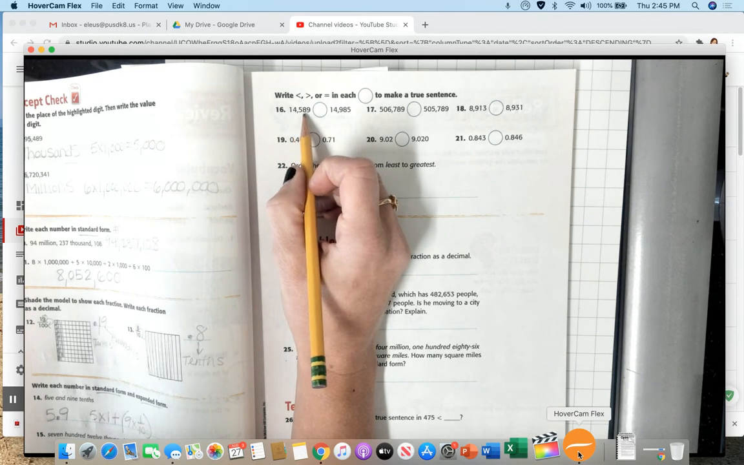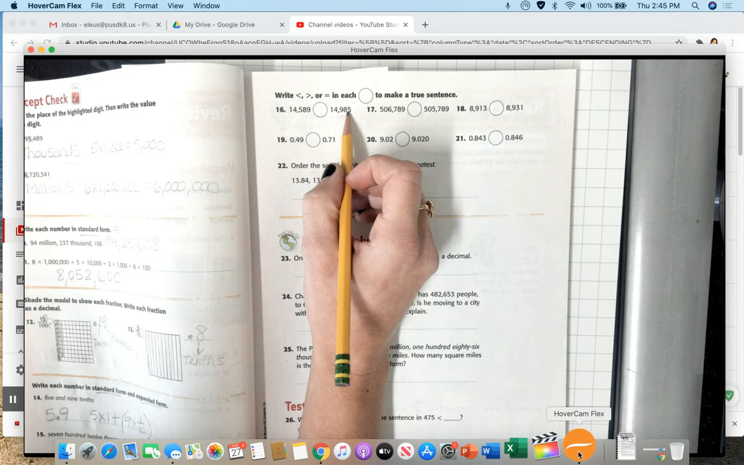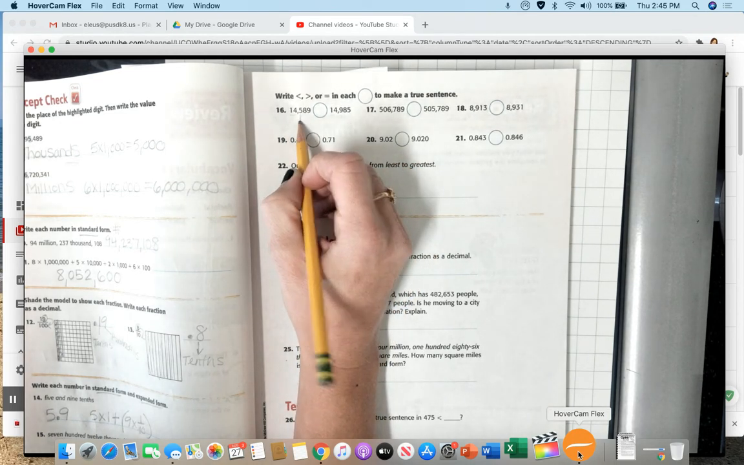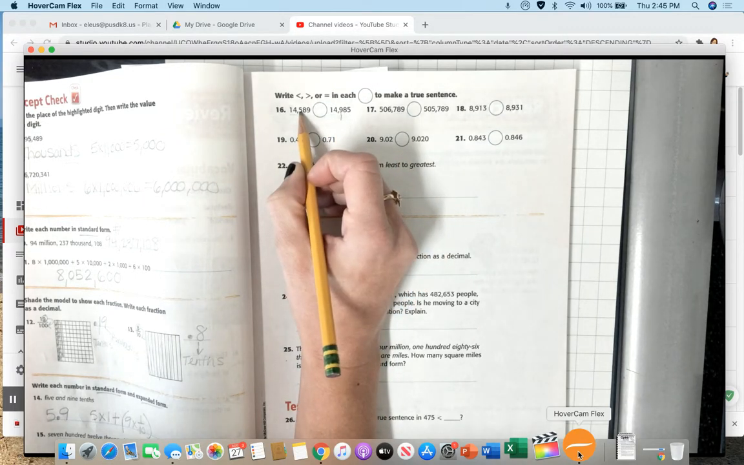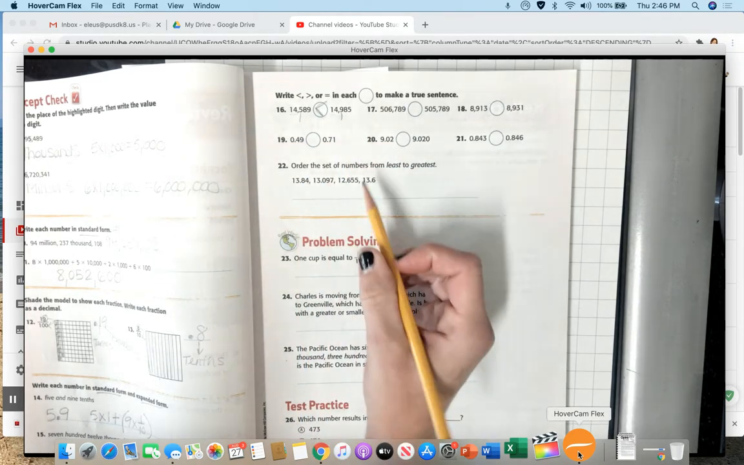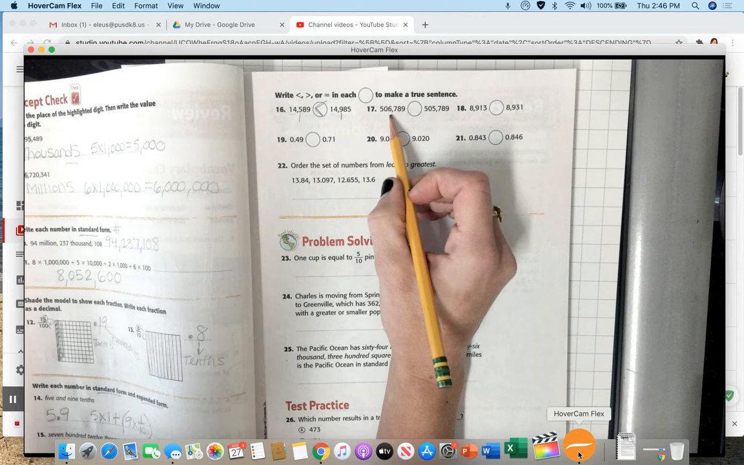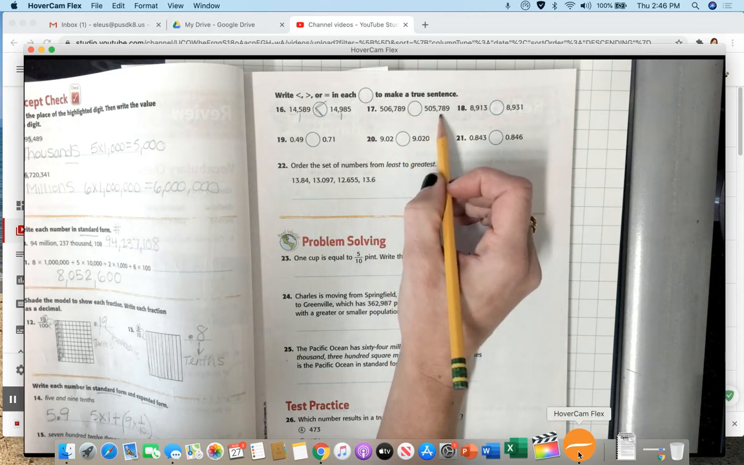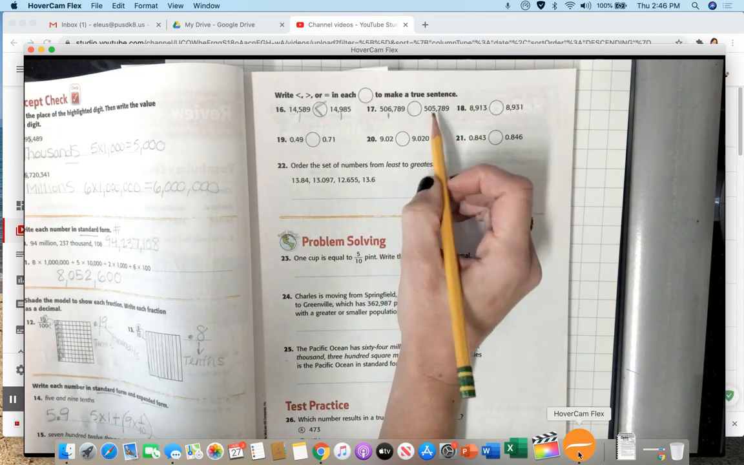14,589 is what compared to 14,985? Notice that they both have 14,000, but this one has a 5 in the hundreds place while this one has a 9. That means that this number is smaller. So my alligator mouth needs to be facing the bigger number. Number 17. 506,789, 505,789. Notice that this has a 6 in the thousands while this one has a 5. So this one is bigger.